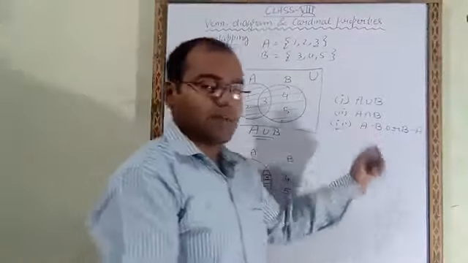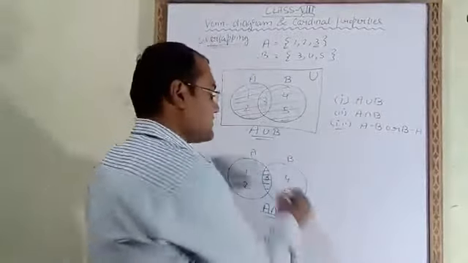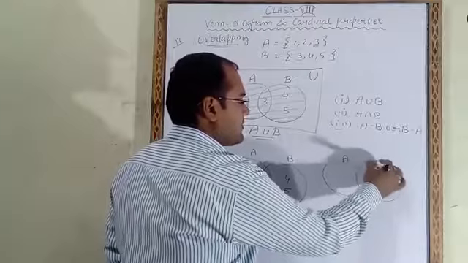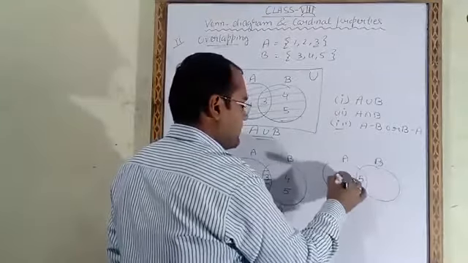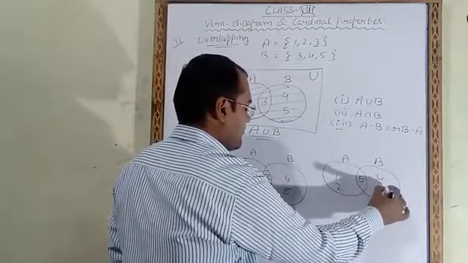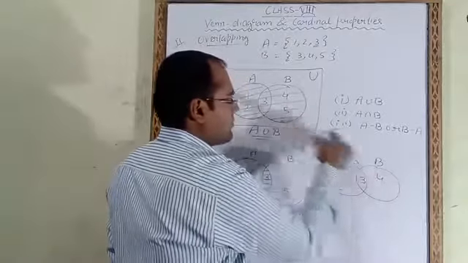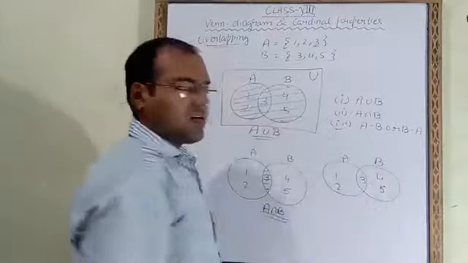Now the third part, A minus B. A minus B, the same figure we will use. This is A, this is B. Here it is written 1, 2, and here it is written 3. Sorry, here it is 3, 4, 5. This is the figure of overlapping.